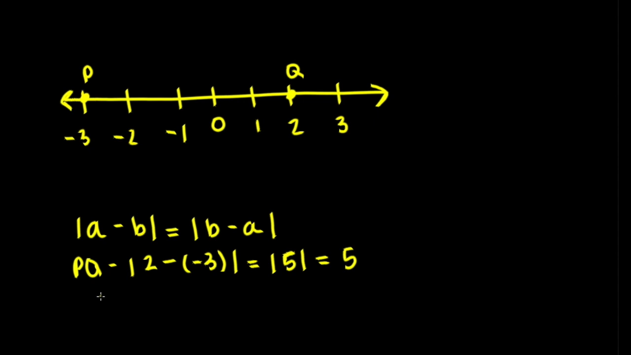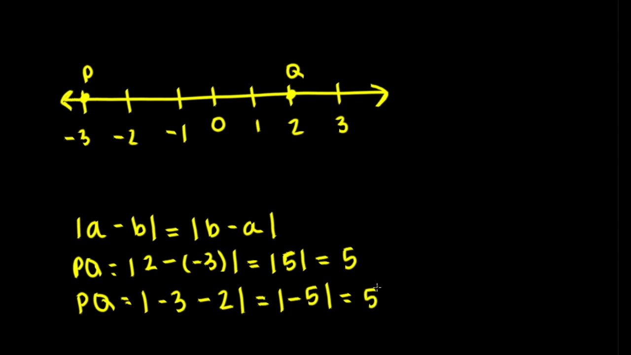Now let's try this, but this time let's subtract P from Q. So for PQ, we are going to have the absolute value of -3 minus 2. This equals -5, so we are left with the absolute value of -5. -5 is 5 points away from 0, so the absolute value of -5 equals 5. So we know that the distance between these 2 points is 5.